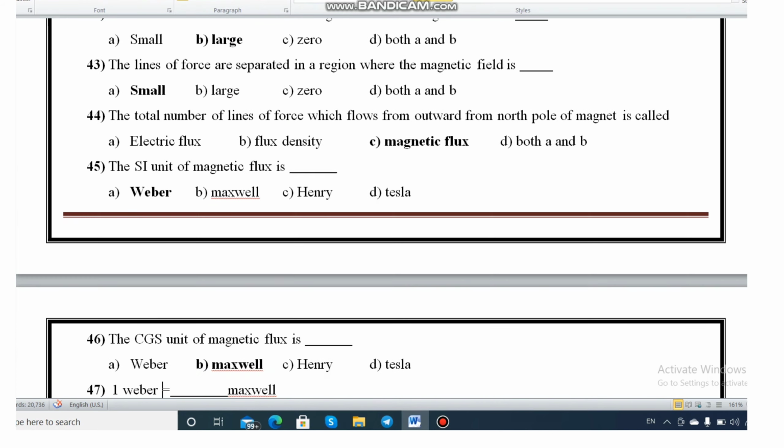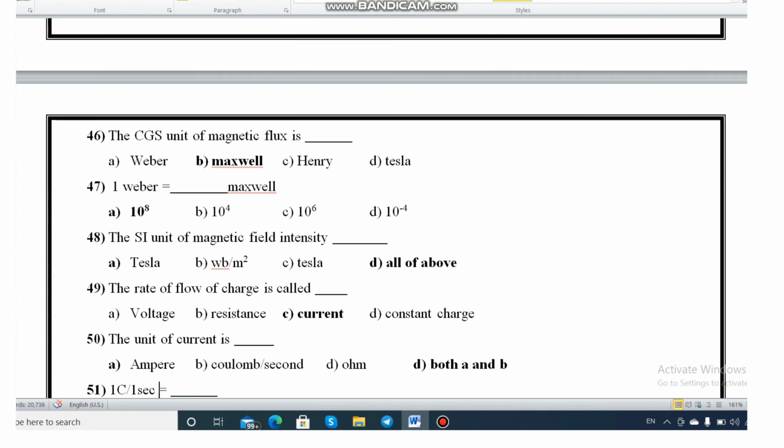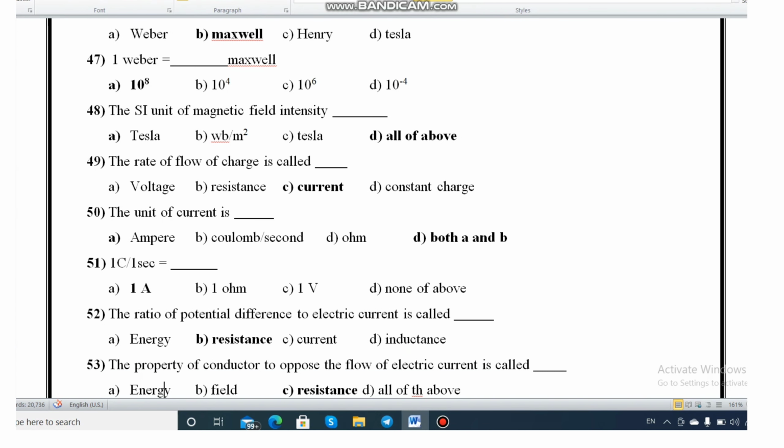In question number 44, the total number of lines of force flowing outward from north pole of magnet is called magnetic flux. The SI unit of magnetic flux is Weber. Question number 46, the CGS unit of magnetic flux is Maxwell. 1 Weber is equal to what? 1 Weber is equal to 10 raised to 8 Maxwell. The SI unit of magnetic field intensity is all, that means Tesla, Weber per meter square.